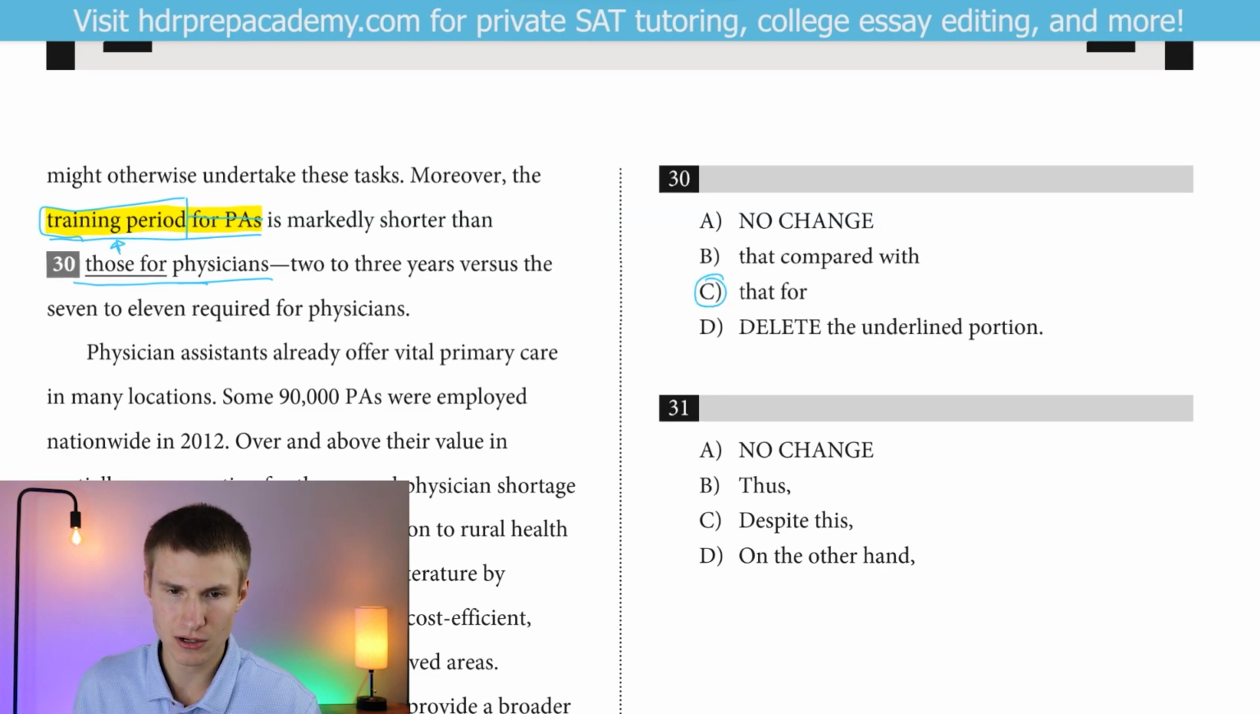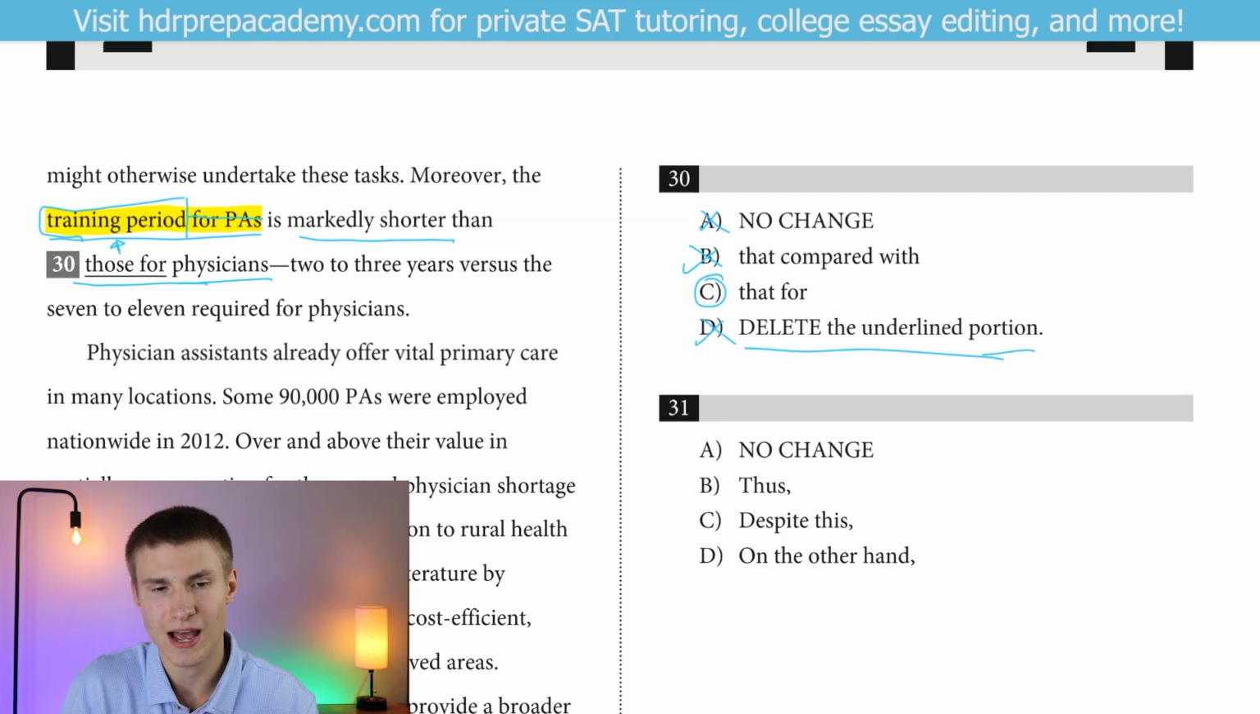Why is it not that compared with? Well, we're already comparing it by saying it's markedly shorter. So we can go ahead and get rid of B. We know A has those, which is incorrect. And we can't say delete the underlined portion because we have to include the word that for, because that tells us we're referring to the training period.